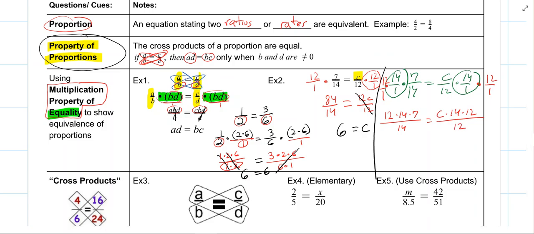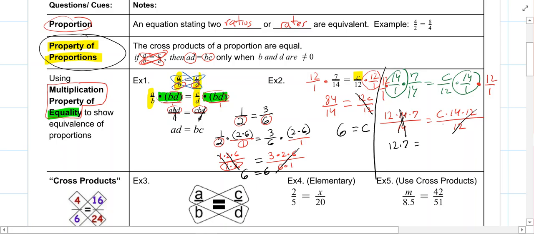And if you look here, what gets canceled out? 14 divided by 14 is 1, so that's gone. And 12 divided by 12 is 1. So what do I have left over? I have 12 times 7 over here, and I have C times 14 over here, which is 14C equal to 84. Well, to get rid of 14, I use the property of equality. So I divide both sides by 14. And I get 84 divided by 14, you can see is 6 again.